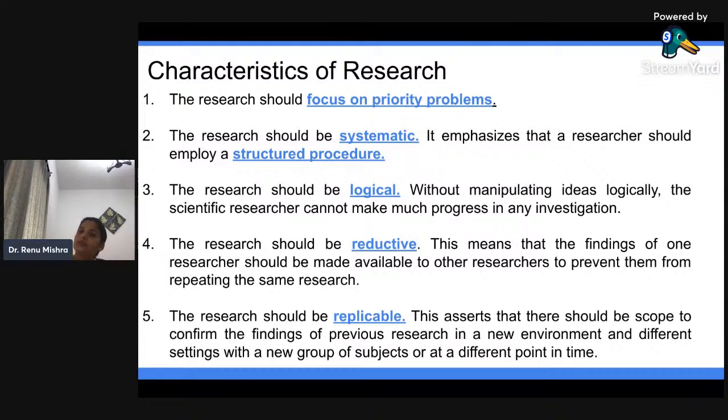You might have chosen a similar topic, but probably your population is different, your objective is different, so our findings are supposed to be different, so as to make sure that our research is making a difference or giving a contribution in literature. Now when we say that research should be replicable, that means there should be a scope to confirm the findings of previous research.